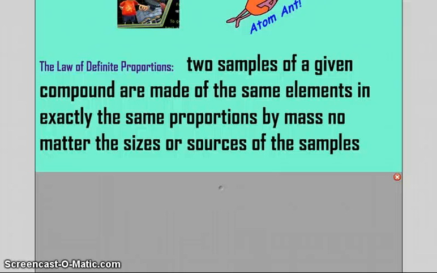So this was kind of important because if you've got a drop of water in Germany, a cup of water in England, water coming from the well in America, or water from the ocean in between, no matter what, water is made of the same elements, hydrogen and oxygen, in the same proportion by mass, no matter where it is. So that was kind of important.